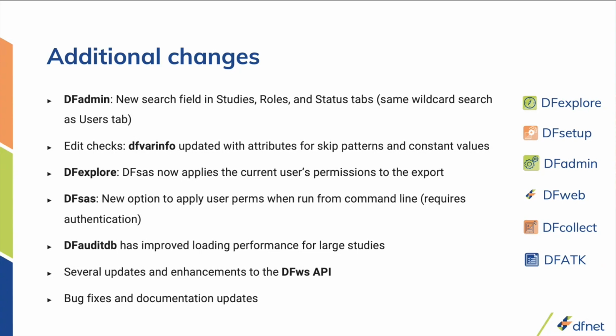The DFinfo edit check function is an existing function, and we've added two new attributes so that you can find the skip patterns and constant value field properties for a specific variable.